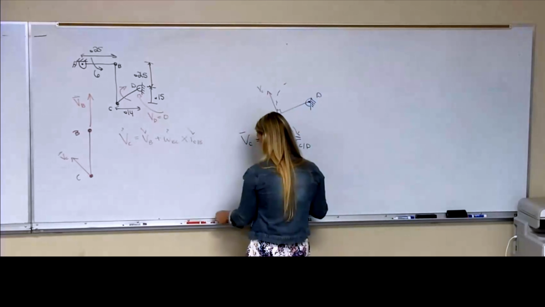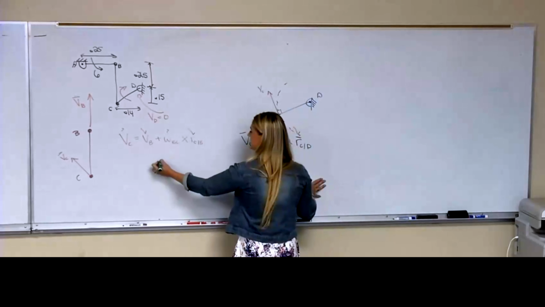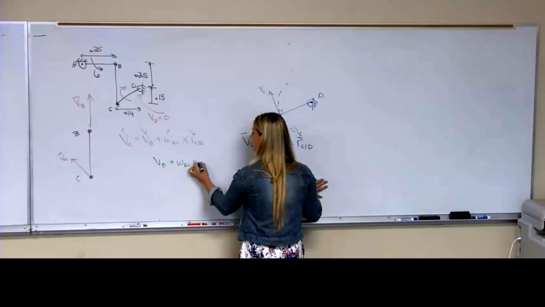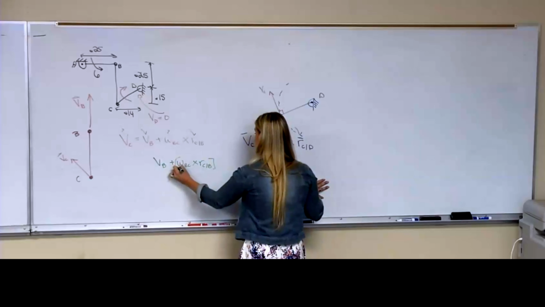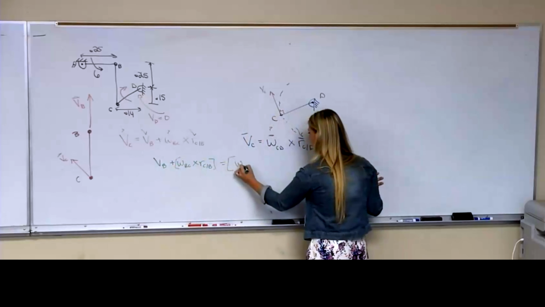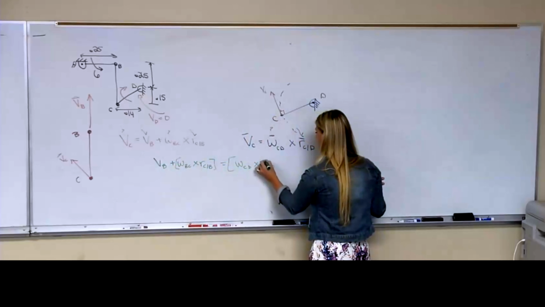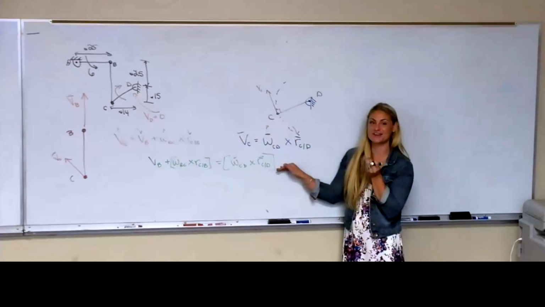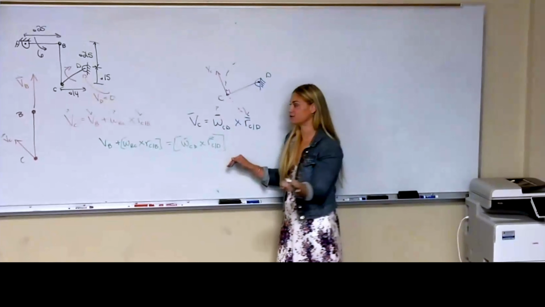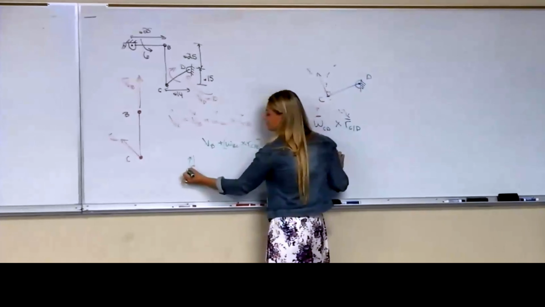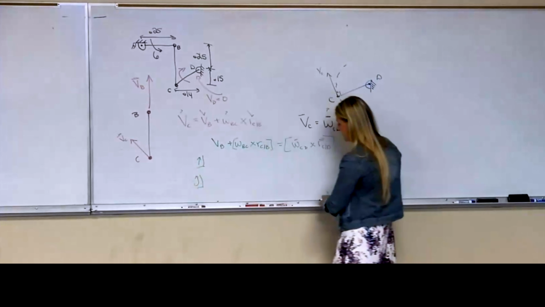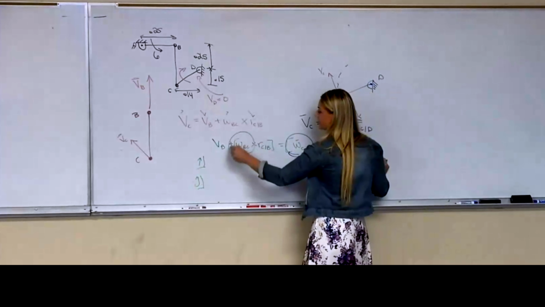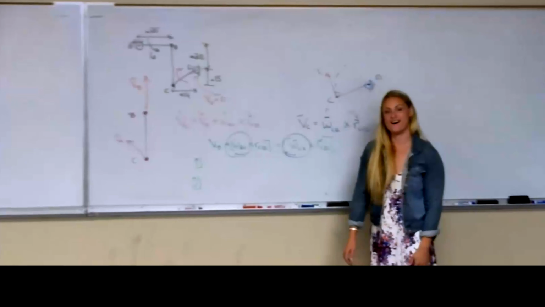So let's do that. I really hope you guys can see green. Okay, so let's do VB plus omega BC cross RC with respect to B equals omega CD cross RC with respect to D. Now, this looks like one big equation, but it's a vector and it is planar, so you have two components. So now you can break these components out into I and J, and you can solve for omega CD and omega BC. And remember that that was your goal all along.